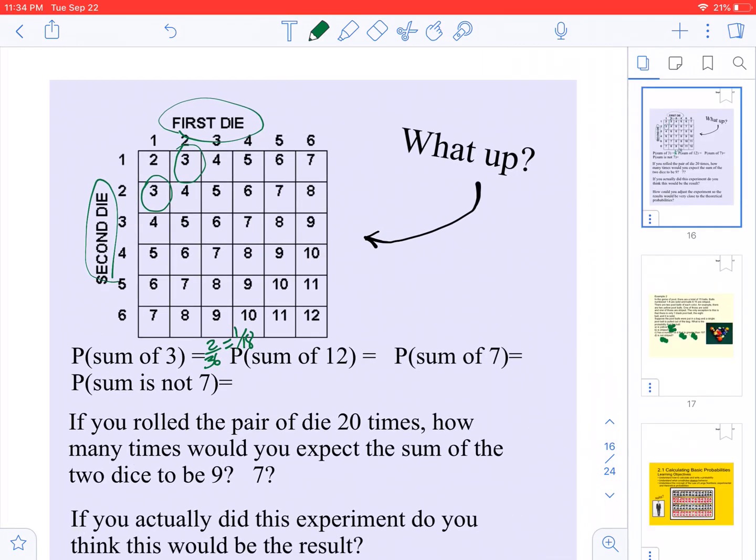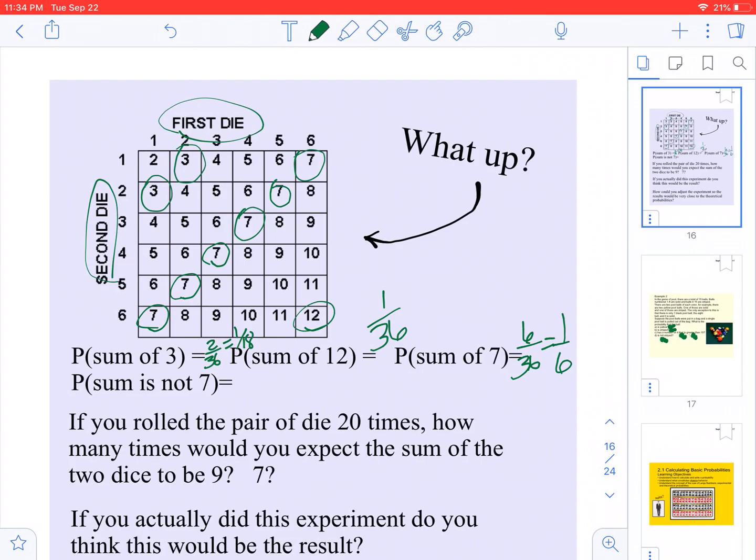Okay, a sum of 12, well, only 1 out of 36. And we can see that 7 is the most popular roll to get. And so 6 out of 36, which would be 1 out of 6 rolls, would be a 7.